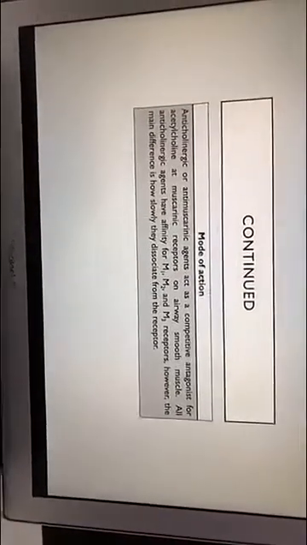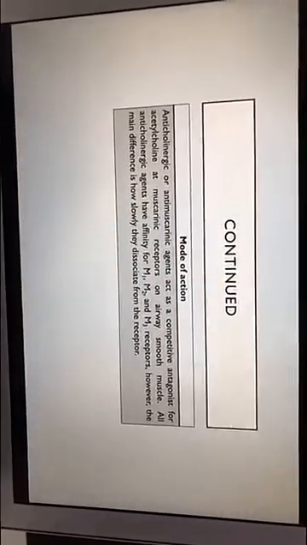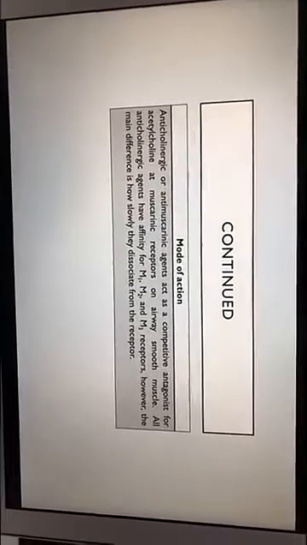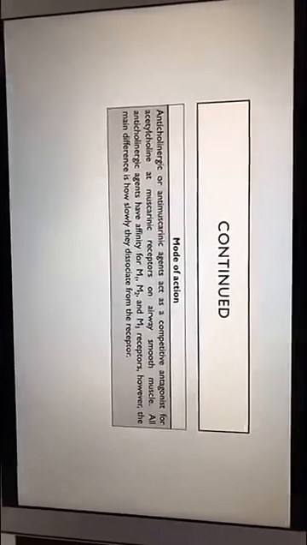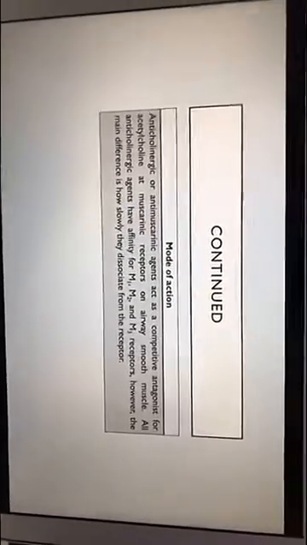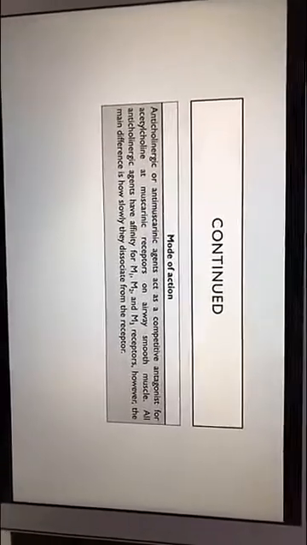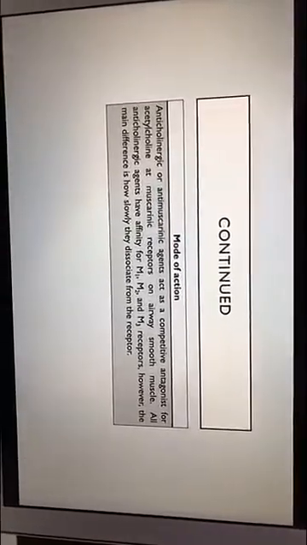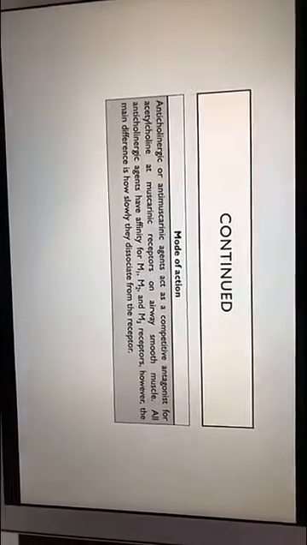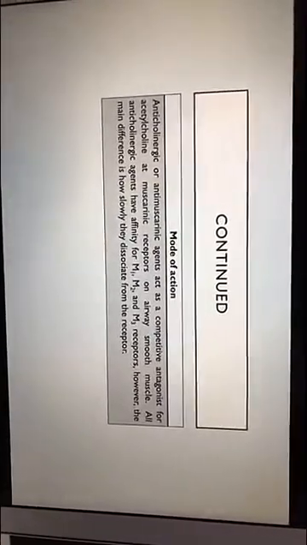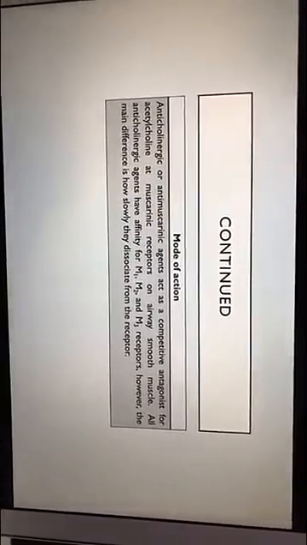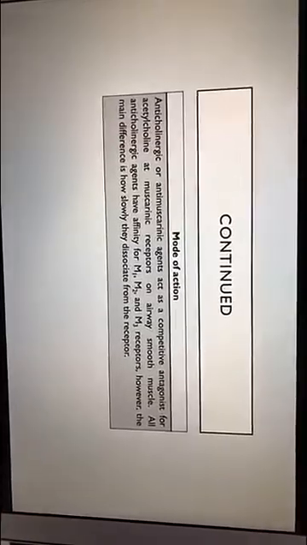Anticholinergic bronchodilators mode of action. They act as competitive antagonists for acetylcholine at muscarinic receptors on airway smooth muscle. They have affinity for M1, M2, and M3 receptors. However, the main difference is how slowly they dissociate from the receptor.